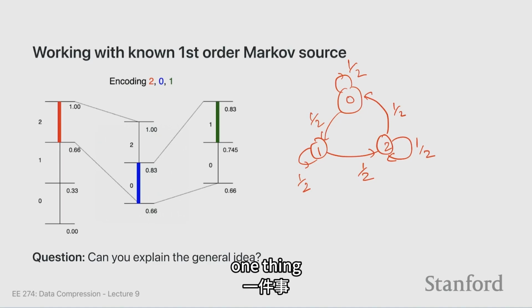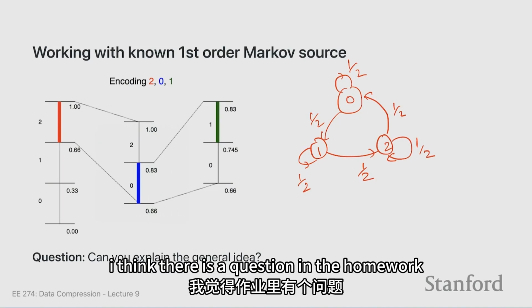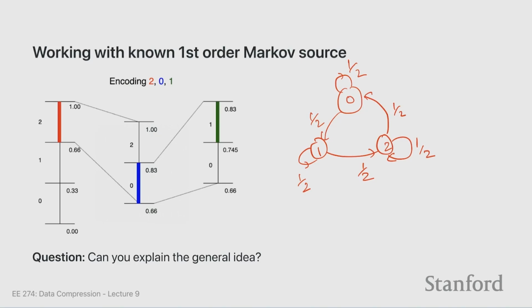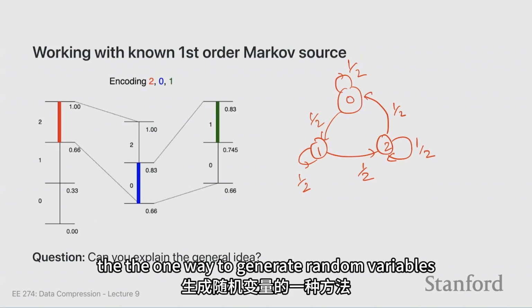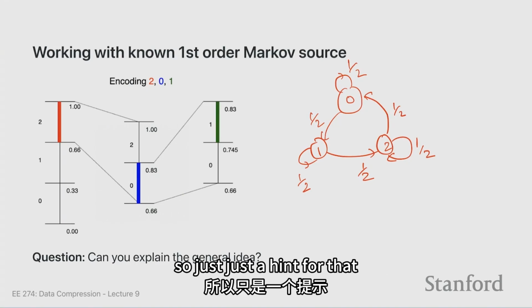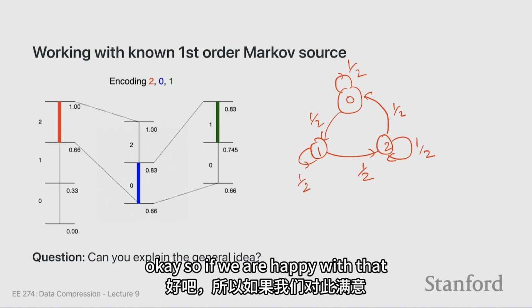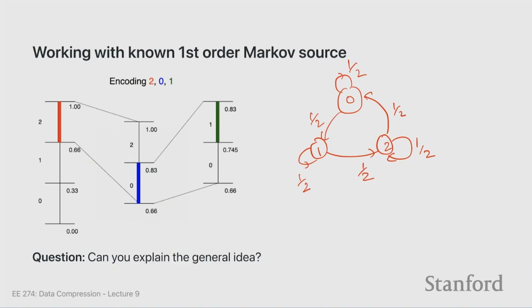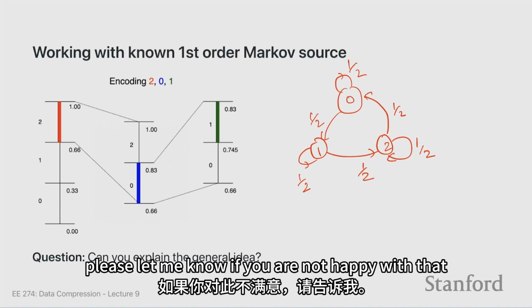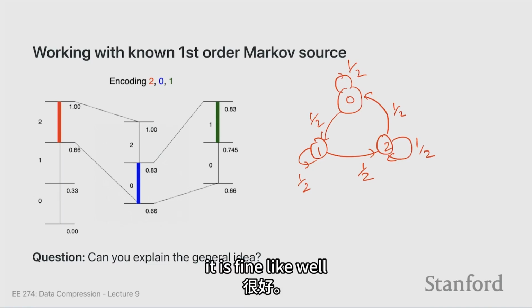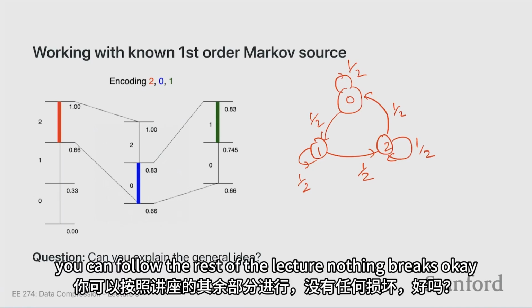One thing, I think there is a question in the homework where you will see a similar thing. The one where you generate random variables. So just a hint for that. Okay, so if you are happy with that, please let me know if you are not happy with that. If you are not, just trust it's fine. You can follow the rest of the lecture, nothing breaks.